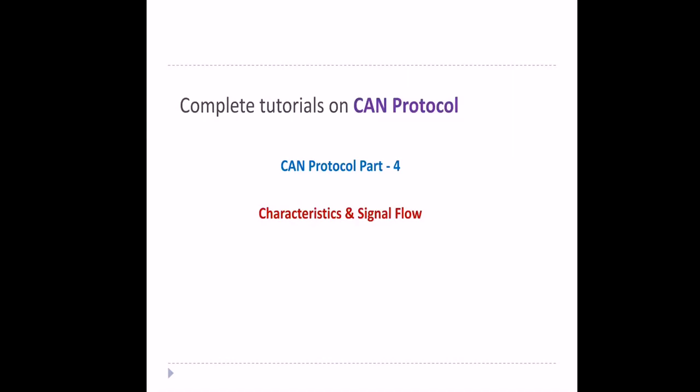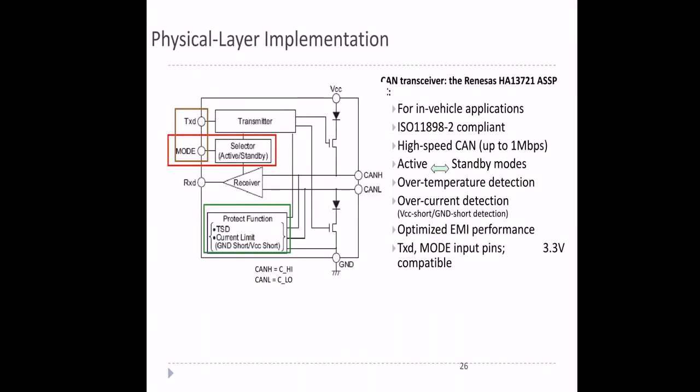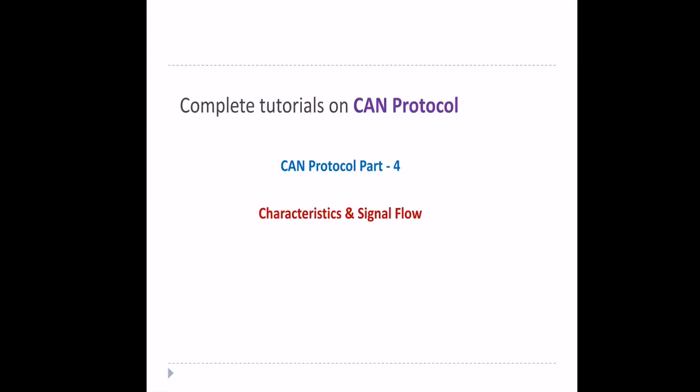The continuity of this tutorial will carry on in the next one, CAN protocol part 4, on characteristics and signal flow. I guess you got something from this tutorial. The main intention of this tutorial is for you to become more and more aware of the CAN protocol from scratch till the end. We'll get back to you with the next tutorial, on characteristics and signal flow, that is CAN protocol part 4.